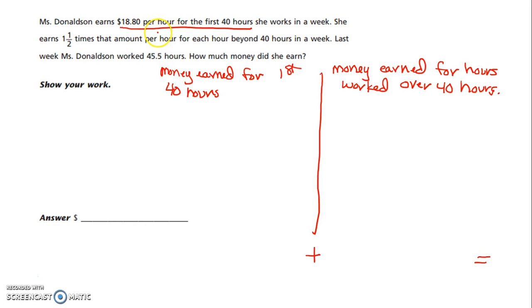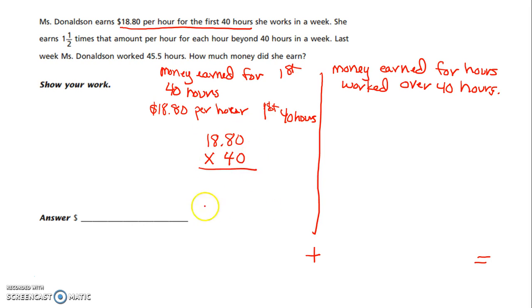So she makes $18.80 per hour for the first 40 hours. Okay. So if she makes $18.80 per hour for the first 40 hours, that means in the first hour she makes $18.80, in the next hour she makes $18.80, in the hour after that she makes $18.80. So if I take $18.80 times the number of hours she worked at that rate, that will give me the overall amount she made.